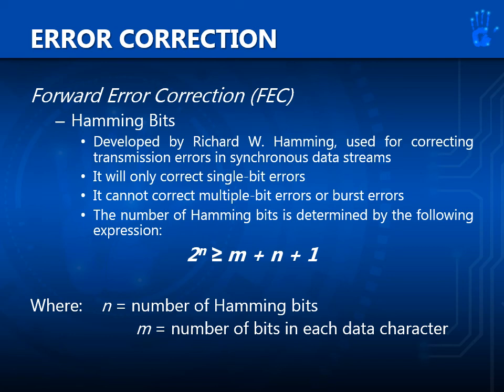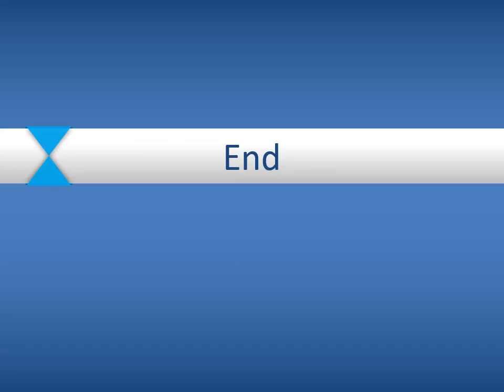Hamming bits, developed by Richard W. Hamming, are used for correcting transmission errors in synchronous data streams. It will only correct single-bit errors. It cannot correct multiple bit errors or burst errors. The number of Hamming bits is determined by the following expression: 2 raised to n is greater than or equal to m plus n plus 1, wherein n is the number of Hamming bits and m is the number of bits in each data character. And that's it.